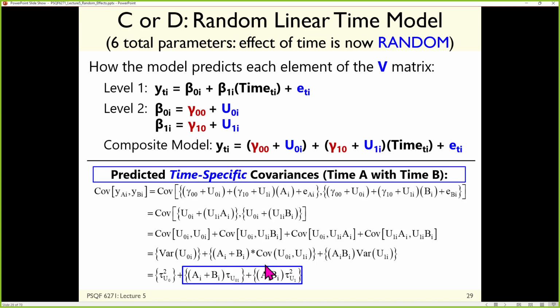So this is the way that those off diagonals in the V matrix get predicted. It's this function. And it's the same idea. Because it's a function, we can predict what the covariance would be between any 2 occasions, regardless of whether they're actually observed in the data. Interpolate. I think that's the right word, right? I get that one and extrapolate combined.